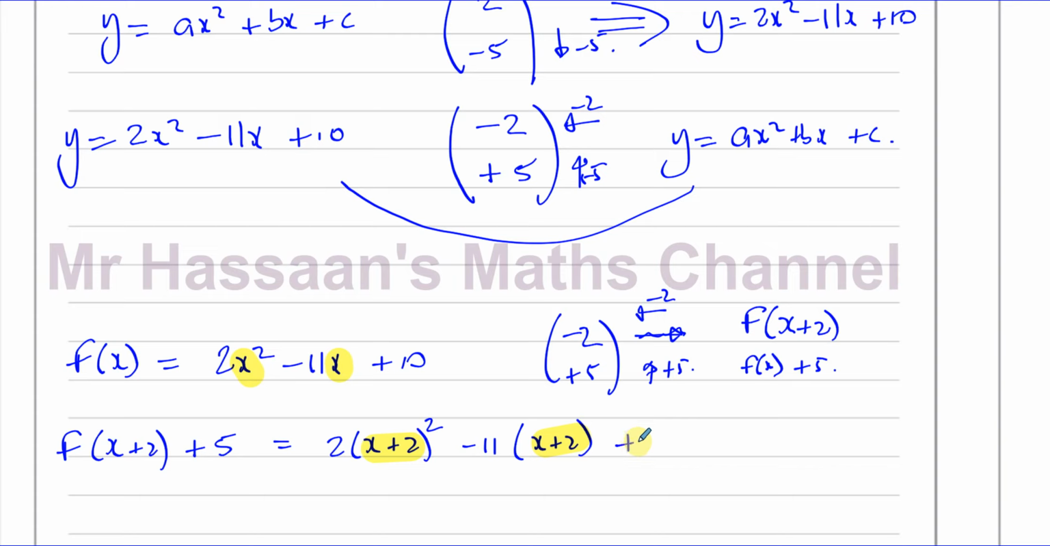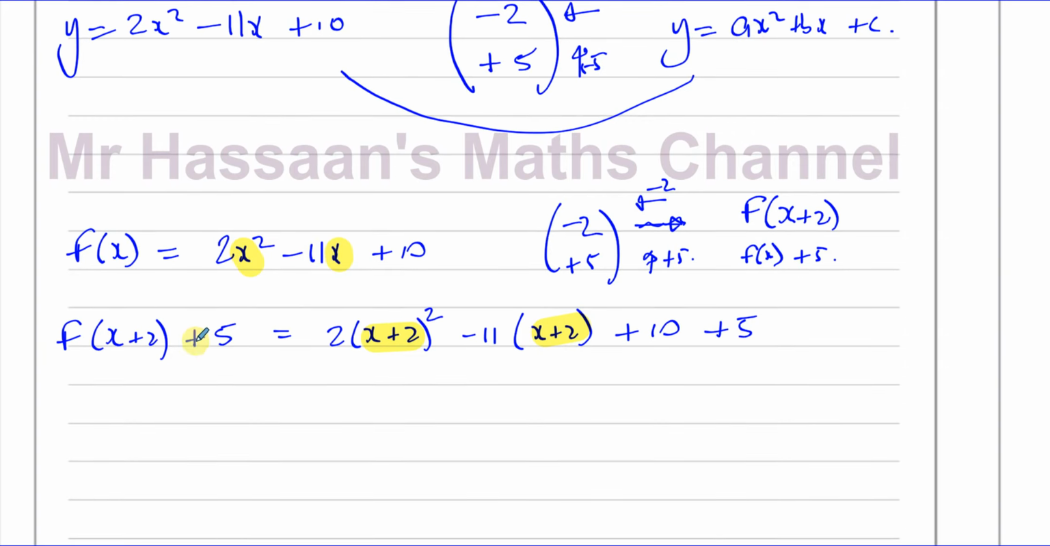So I've got my plus 10 here. So this is like 2x squared minus 11x plus 10. That's the whole function. I've replaced the x with x plus 2, but then I have to add 5 to the whole thing. And when I simplify this, I should get the correct form, and I can then write down what a, b, and c are.